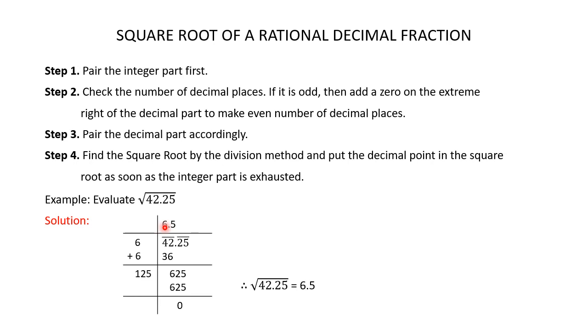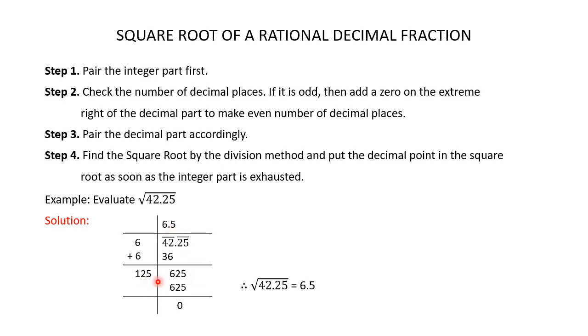Since you had written 6 in the quotient place, now add 6 to the divisor. 6 plus 6 is 12. Now, if you write 5 next to 12 and 5 in the quotient place, you will get 125 multiplied by 5, which is 625. So 625 minus 625 is 0. If you write 6 here next to 12 and 6 in the quotient place, you will get 126 into 6, which will be more than 625.